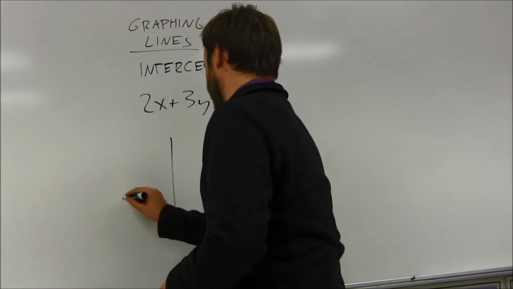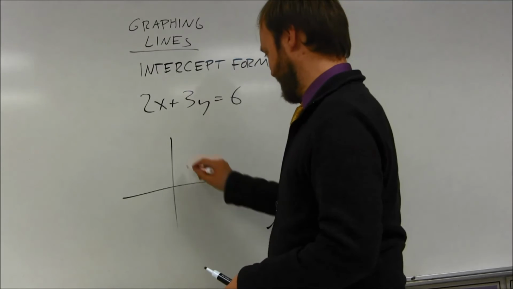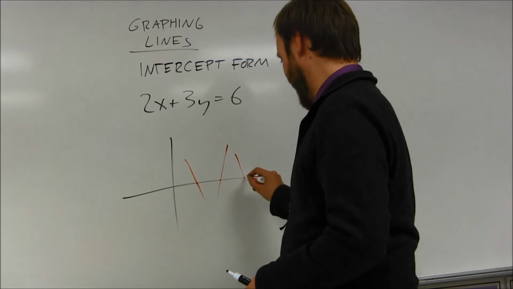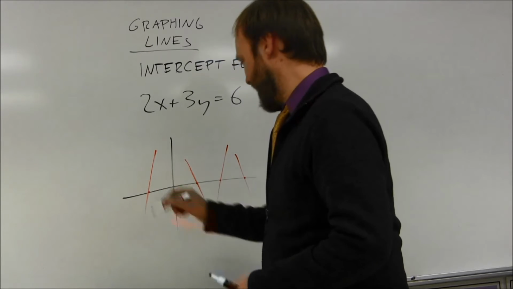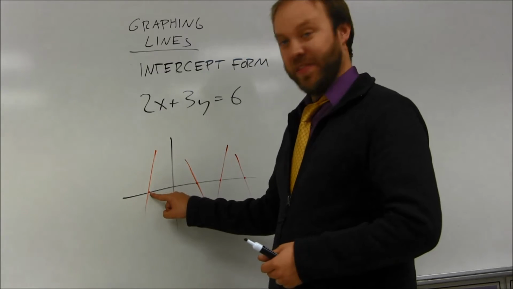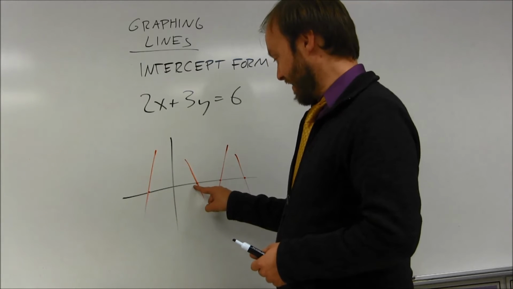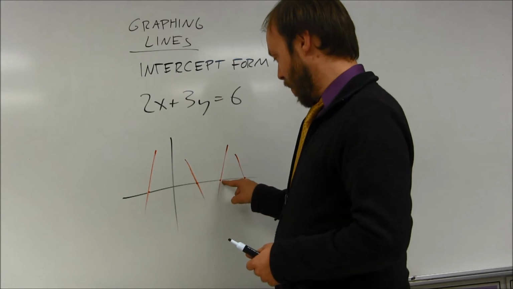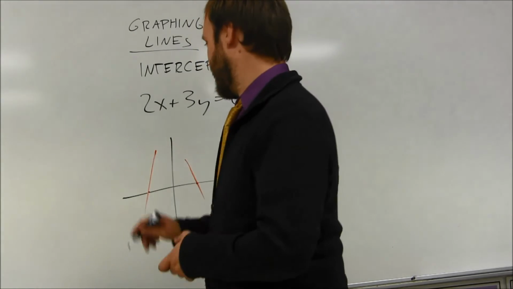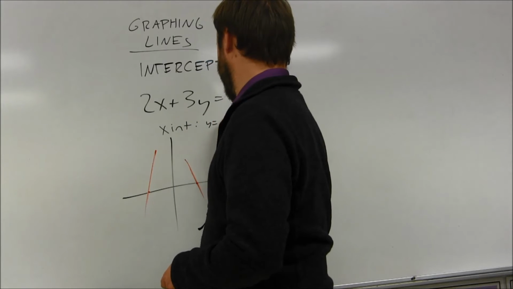And here's why, okay? I'm going to draw some lines that cross the x-axis. There's an x-intercept. There's an x-intercept. There's an x-intercept. There's an x-intercept. What do all these points have in common? I've got no clue what the x-coordinate is, but the y is 0. Anytime you have an x-intercept, the y is going to be 0.